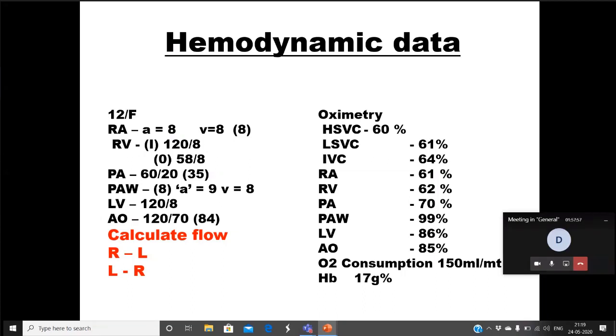So what? It is TOF with the PDA. You can think of PDA, but in TOF, usually what will be the size of the PDA? In TOF, it will be usually very small. So, can a small PDA give rise to pulmonary artery pressure elevation in a patient with TOF? It is a post BT shunt TOF. Does a BT shunt give rise to significant elevation of pressure?